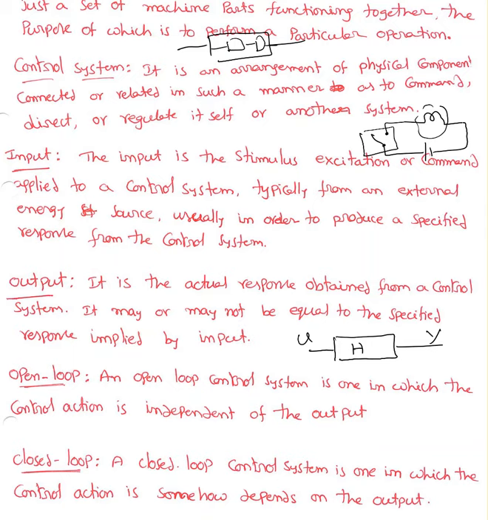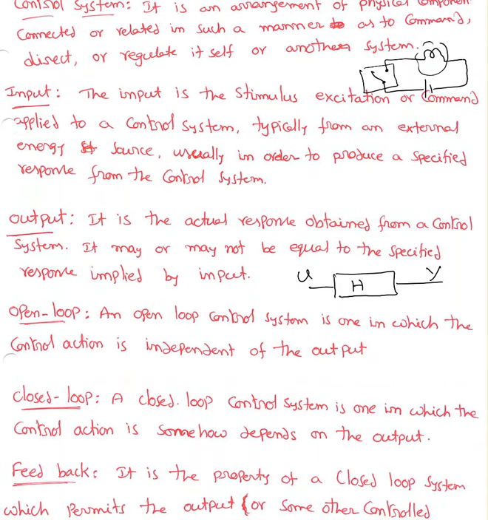The next one is open loop system. An open loop control system is one in which the control action is independent of the output. So open loop system is, it doesn't matter, it will keep giving you the output. It doesn't matter what kind of output it is. Okay, that's called open loop system.